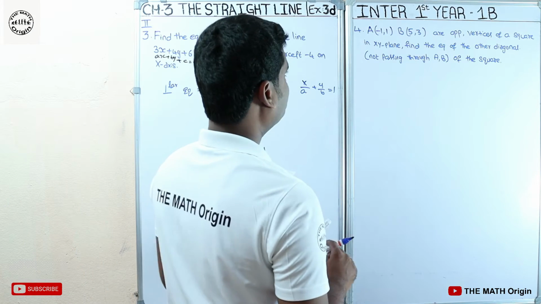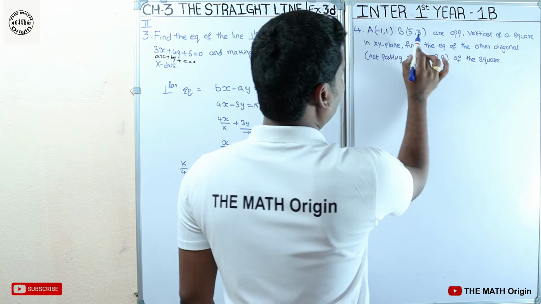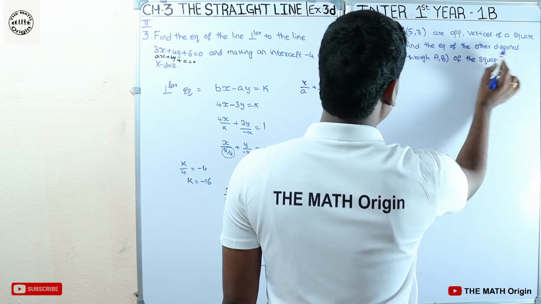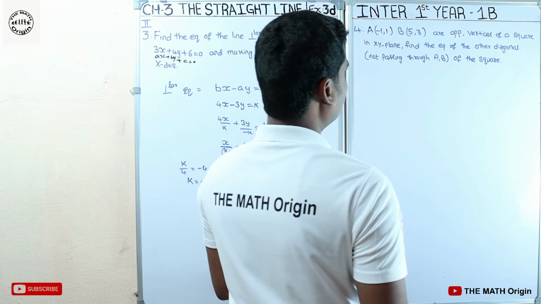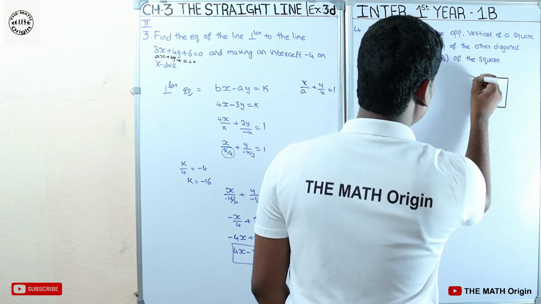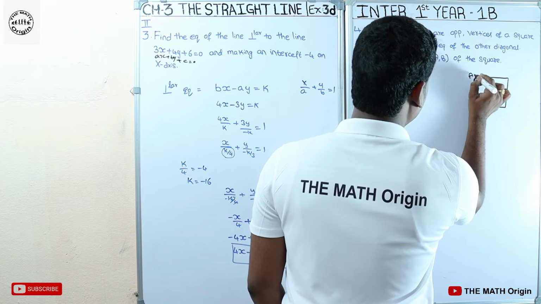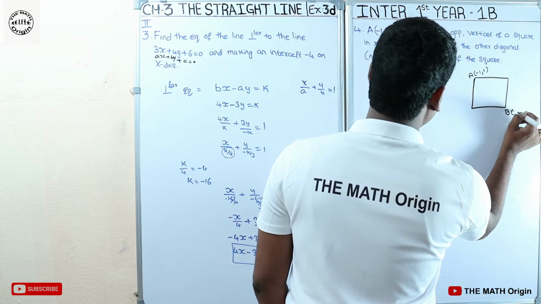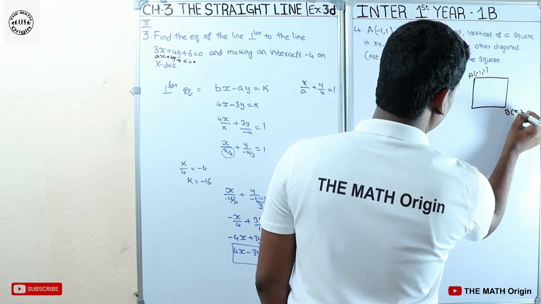Next, the fourth question. A, B are opposite vertices of a square in the xy plane. Find the equation of the other diagonal of the square. Let's solve this problem in the simplest form. Let's take this as A (-1, 1), and the opposite vertex they mentioned, B as (5, 3).